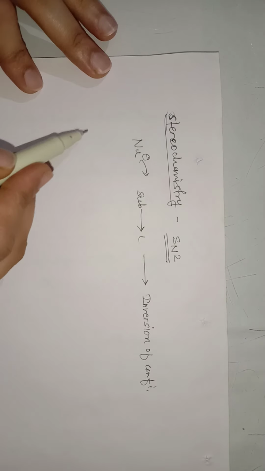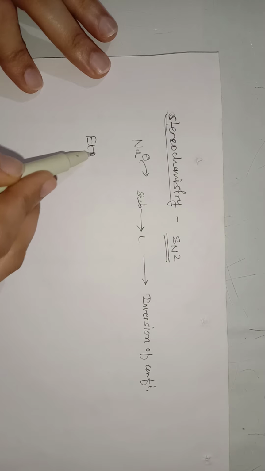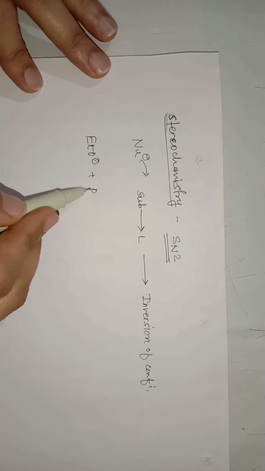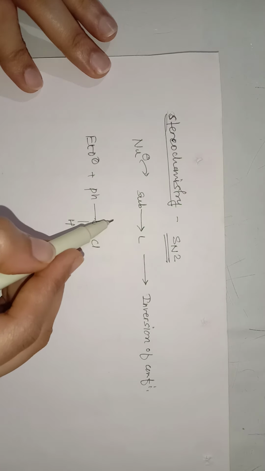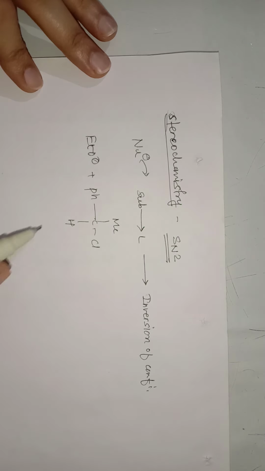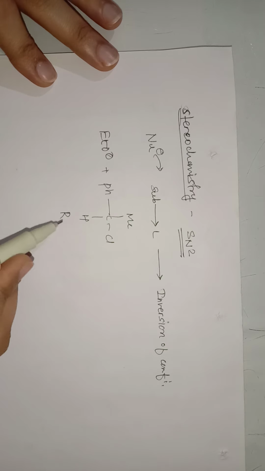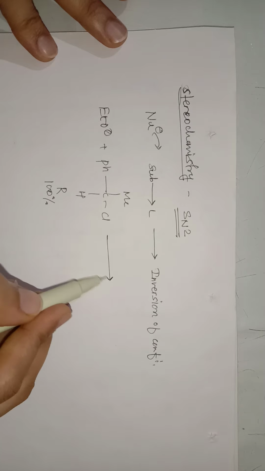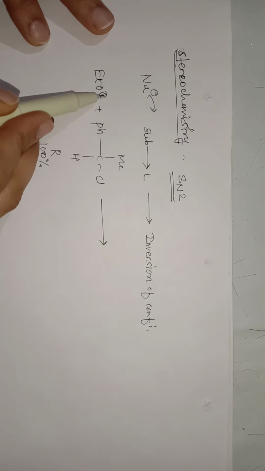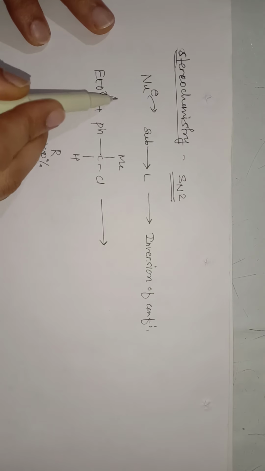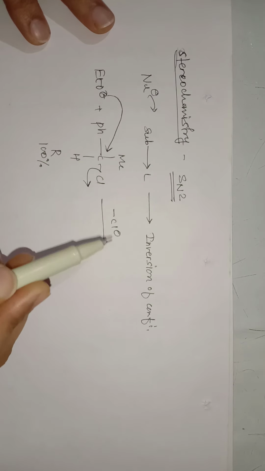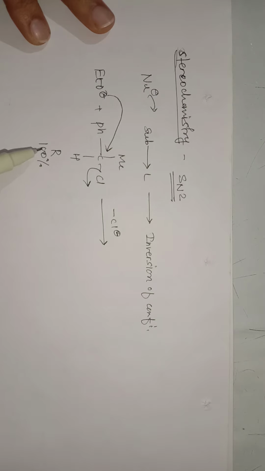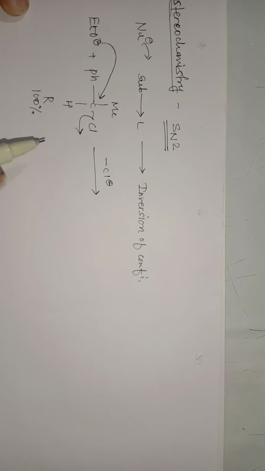Okay, suppose we have this ethoxide reacting with this substrate, CHClMe with Ph, and suppose we have it with 100% R configuration. After the reaction, what will be the possibility? This ethoxide ion will attack from the backside on this carbon and Cl- will be eliminated, right? So now this R configuration will be totally changed to S configuration.